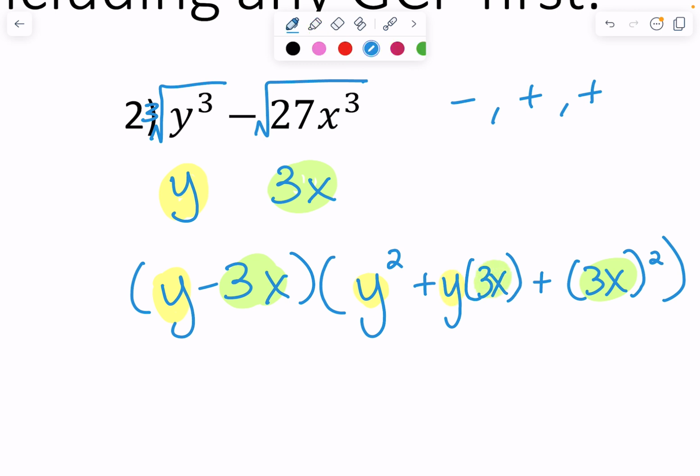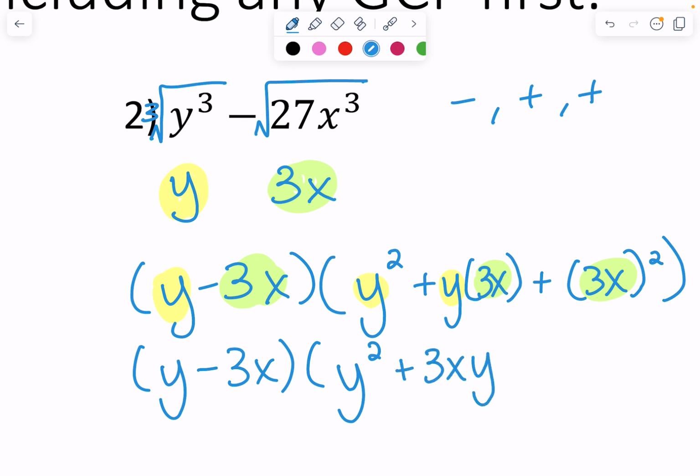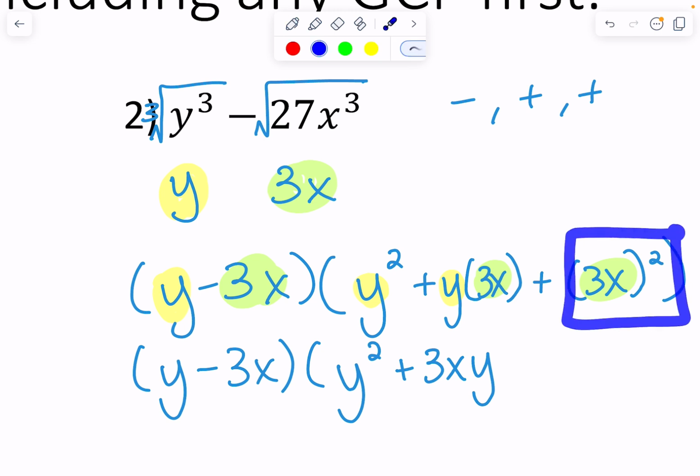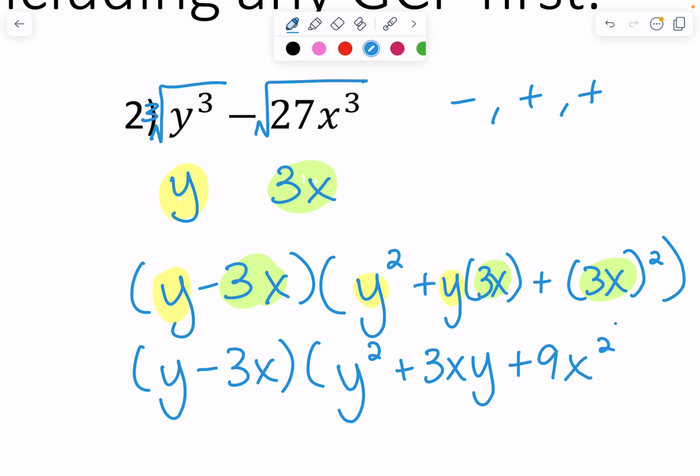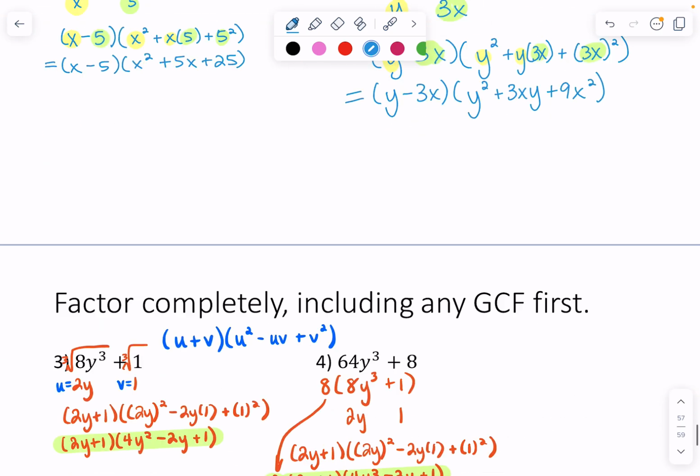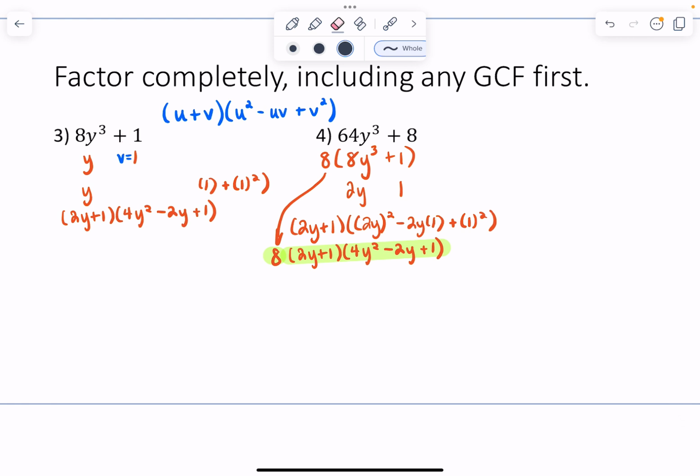So let's simplify. Y minus 3x, y squared doesn't need to be simplified. Y times 3x is 3xy. You put x before y because it's standard form. And for 3x squared, this goes back to chapter 7 where this is power rule. So you're taking this exponent of 2 and multiplying the exponents by 2. So 3 to the second power, which is 9, and x to the second power. Okay, 2 more. Let me erase these quickly.